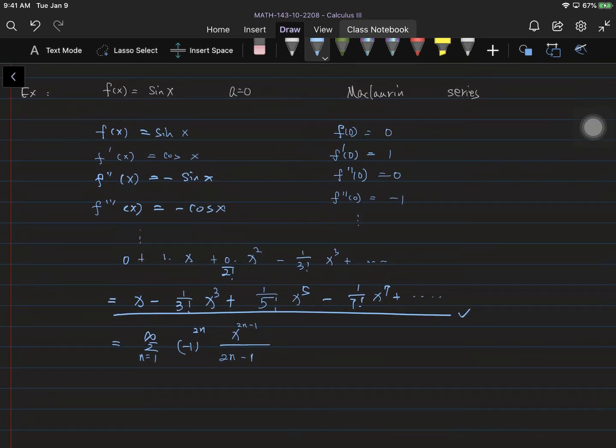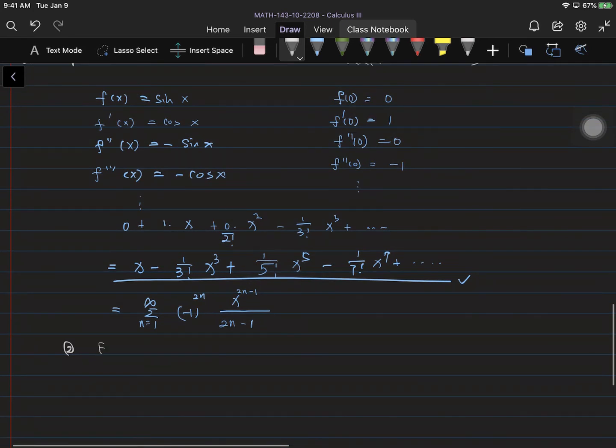Let's see. This is the first exercise problem. The second one: find the Maclaurin series for this function and its radius of convergence.